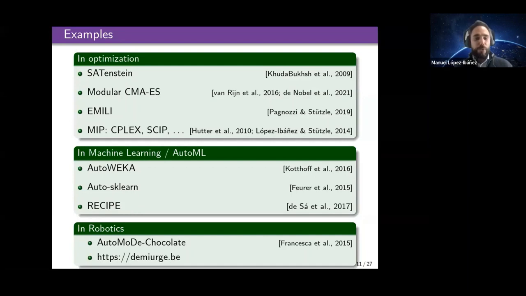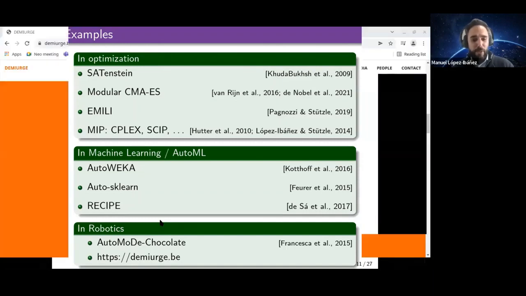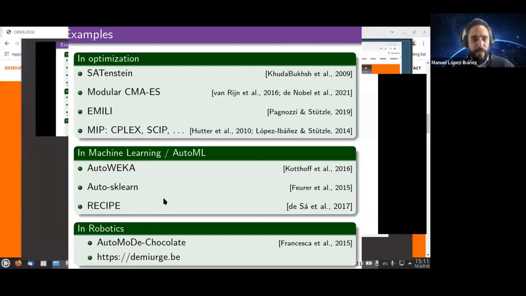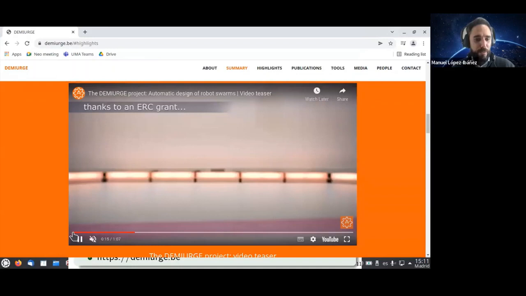Normally in robotics, you use neuroevolution or other approaches to directly design the control software of a robot. But some projects, for example, this AutoMoDe Chocolate or this Demiurge project, what they do is, well, let me show you the video that they have, and I will explain what they do.